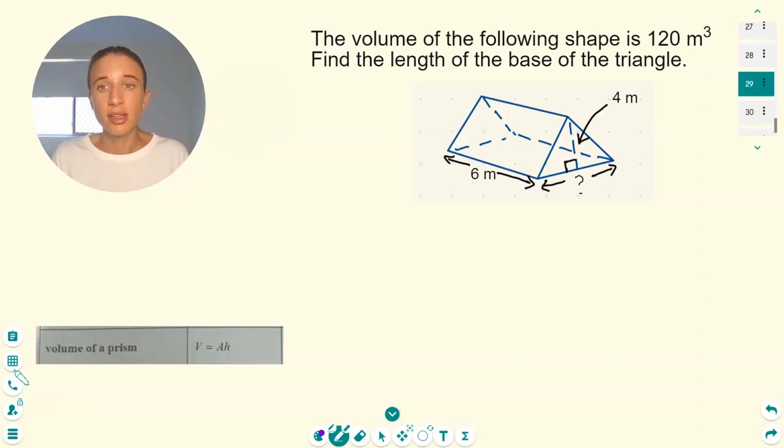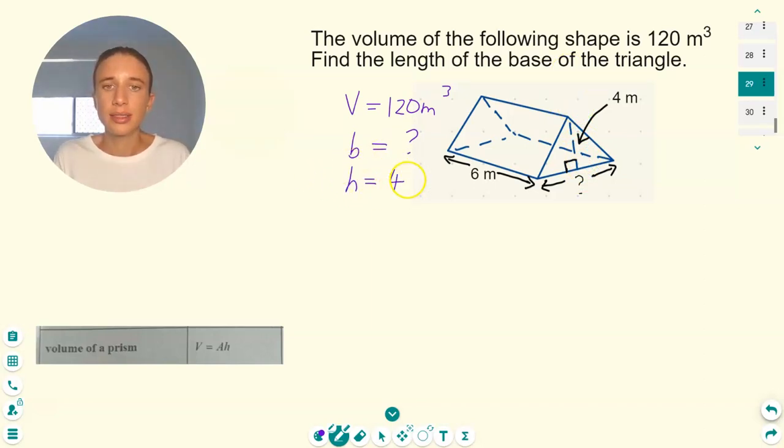Alright, so the first thing that I would do is try and make a little data table. So we are given from the question that the volume is 120 meters cubed. We want to find the length of the base of the triangle. So B equals, don't know yet. Now we're given a few other dimensions. We're given the height of the triangle.